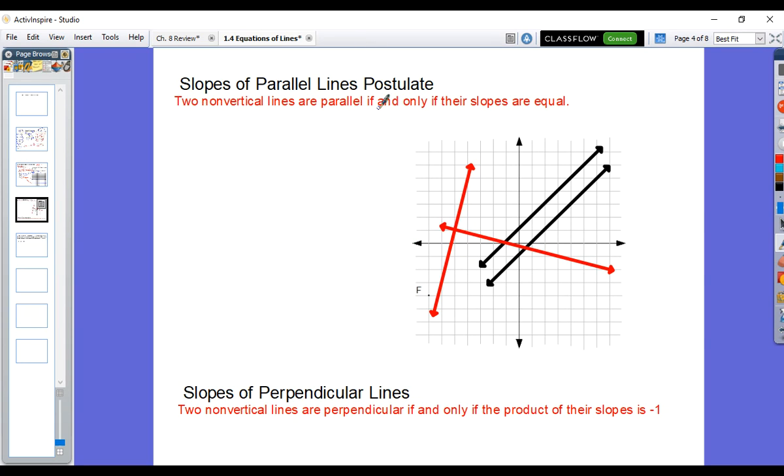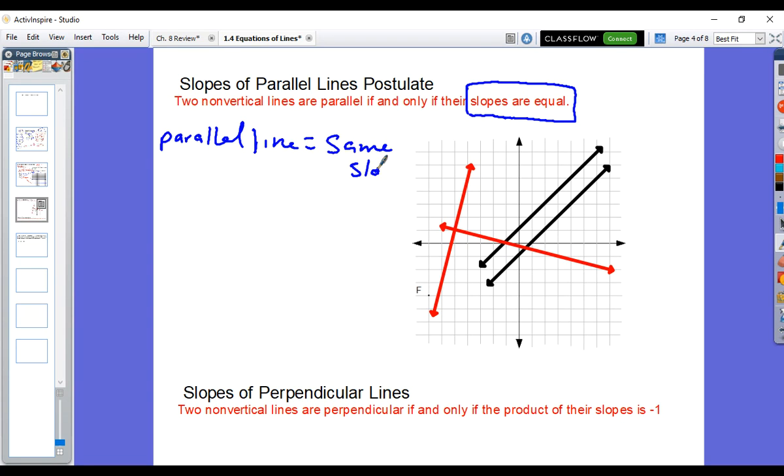Now, let's talk about parallel and perpendicular lines and what makes them special. Parallel lines are special because they have the same slope. Their slopes are equal. So if you ever see parallel lines, automatically think same slope. Let's kind of test that theory out.